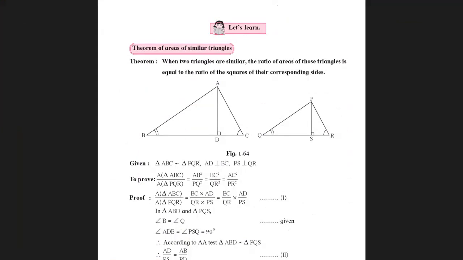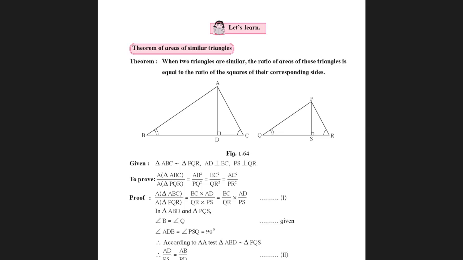What this theorem means is, if you have two triangles, triangle ABC similar to triangle PQR, then what we have to prove is the ratio of the areas of these triangles, that is area of triangle ABC upon area of triangle PQR, is equal to the ratio of the squares of their corresponding sides. Now, which are their corresponding sides? AB upon PQ equal to BC upon QR equal to AC upon PR.